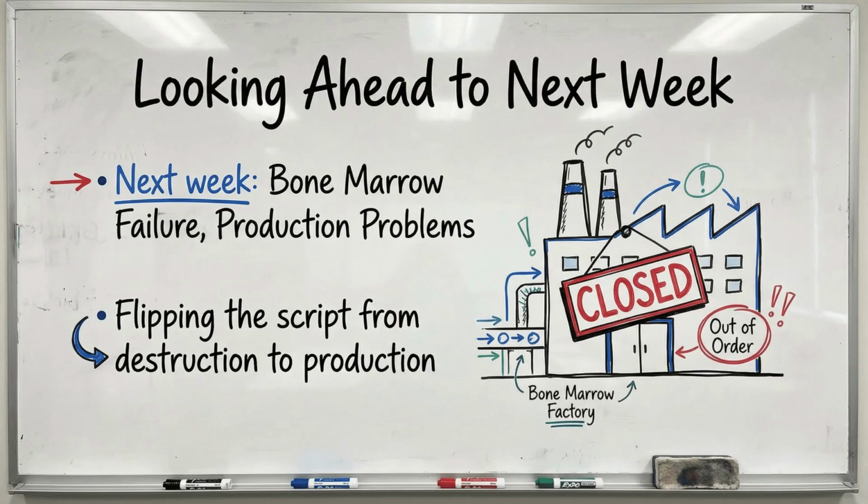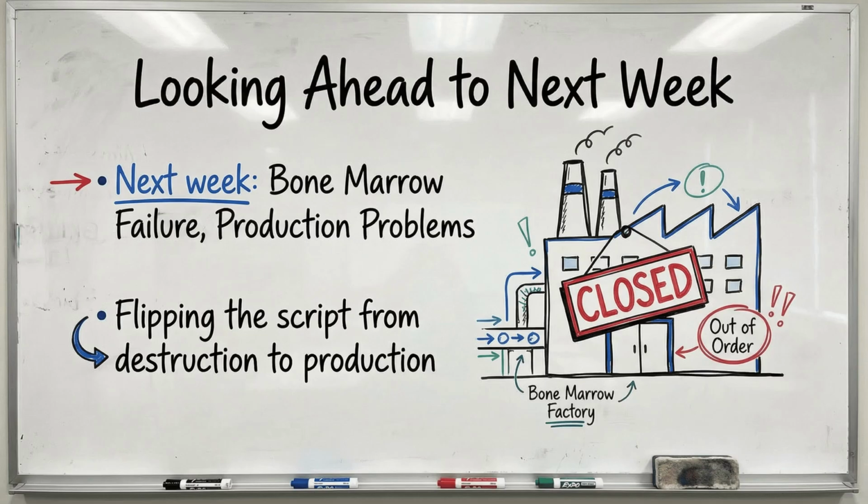But what happens when the factory itself, the bone marrow, isn't producing enough cells in the first place? Next week, we will flip the script entirely and delve into bone marrow failure and other production problems. It's a completely different set of challenges with its own unique set of morphological clues and diagnostic pathways. Get ready to shift your gears again as we tackle the other side of the anemia coin.